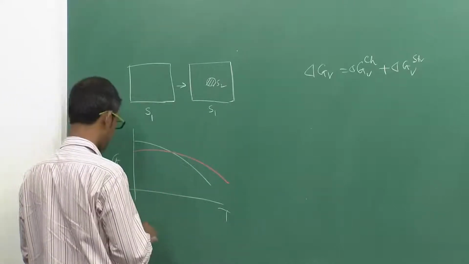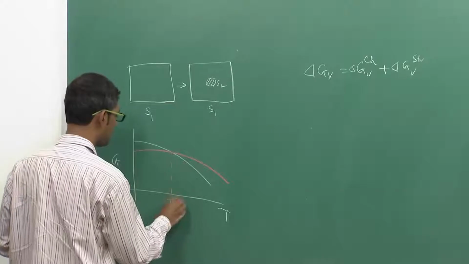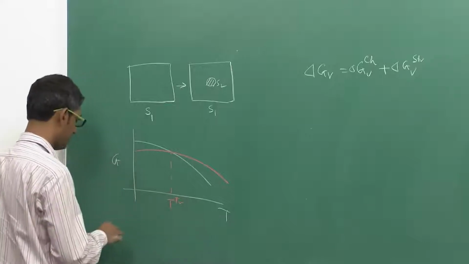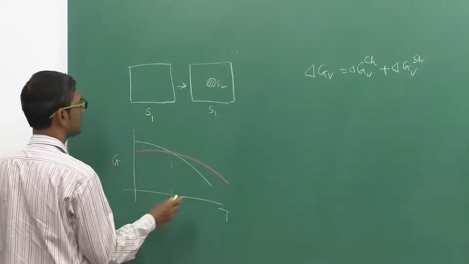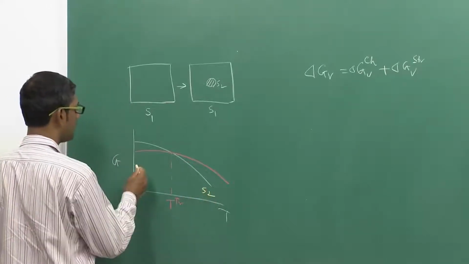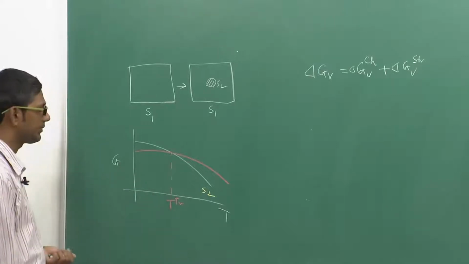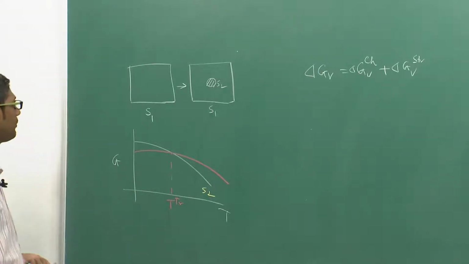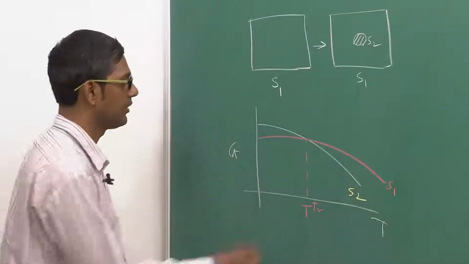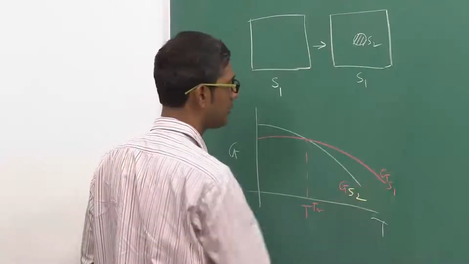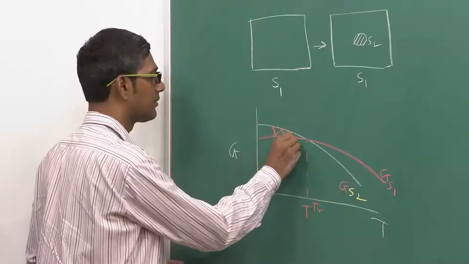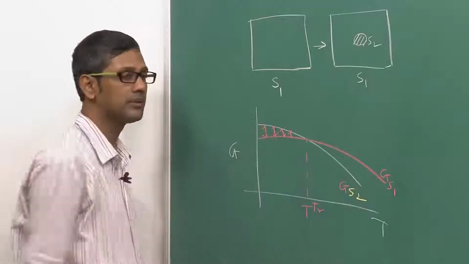So, if I say S2 and S1, this is the transformation temperature. As you clearly see, above the transformation temperature S2 is more stable and below it S1 is more stable, correct. So, this is the S2 and this is the S1 free energy curve, or rather I can write GS2, GS1. The chemical free energy is nothing but the difference between the two free energy curves.